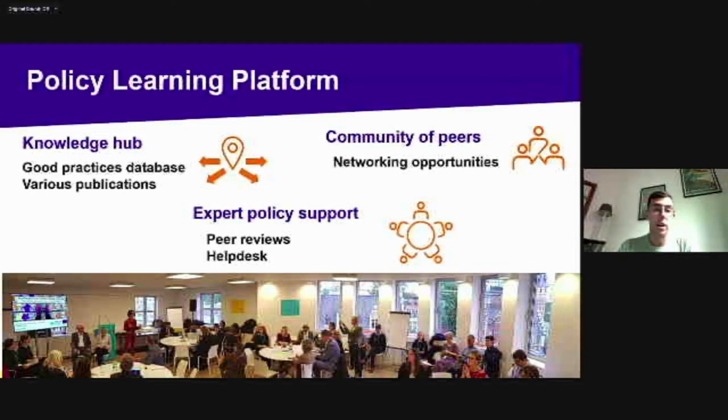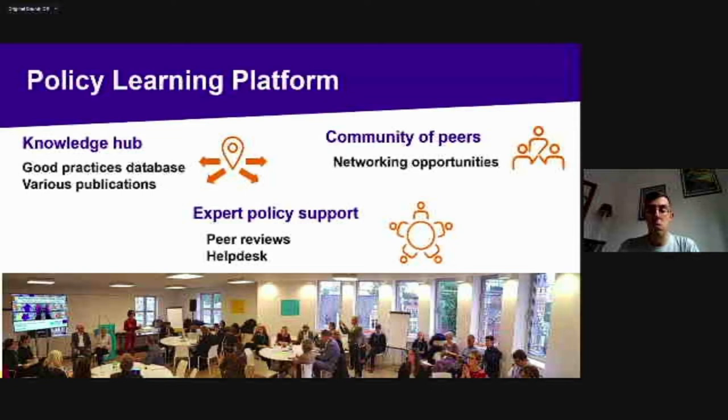And of course, you can always ask for the support of the experts. They have a help desk, and there is one expert per topic, per TO. So in case you have any specific question also for your region, you can always reach out to them. I think they are still organizing peer reviews, but not online peer reviews.